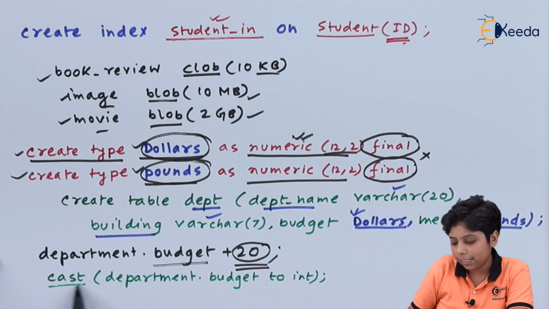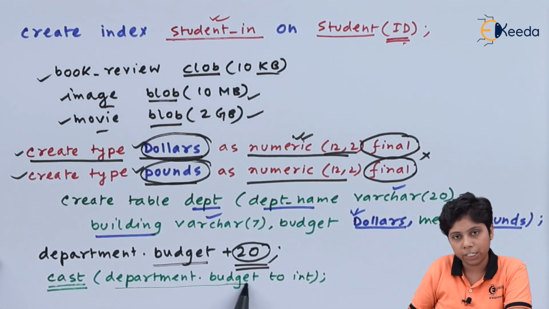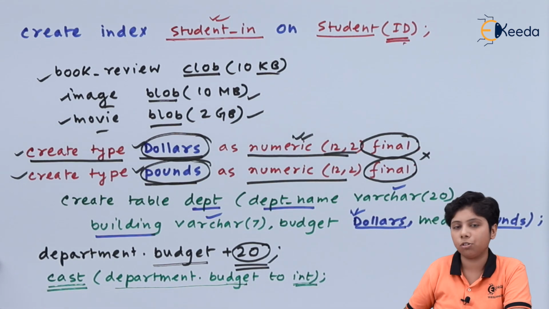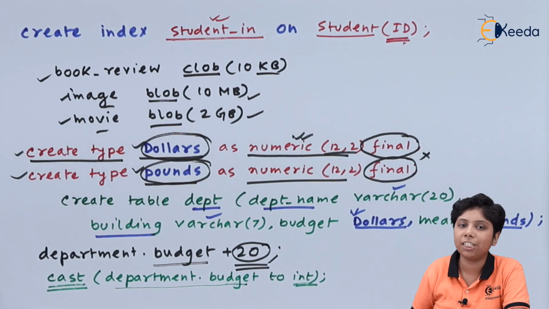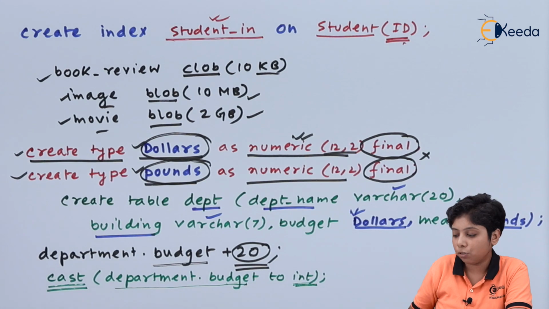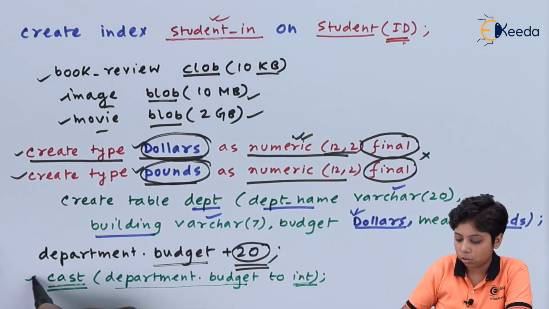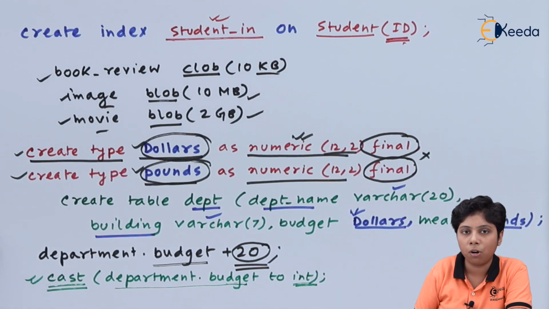So by casting is meant converting the data type of the original to some other domain of data type, that we are mentioning here, integer. So casting means converting or explicitly changing the data type of one user defined data type to the basic data type of another domain. So casting is also very important when we perform another operation on a user defined data type.